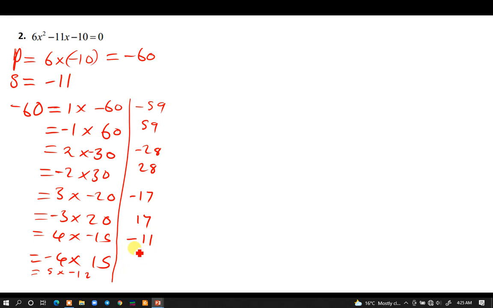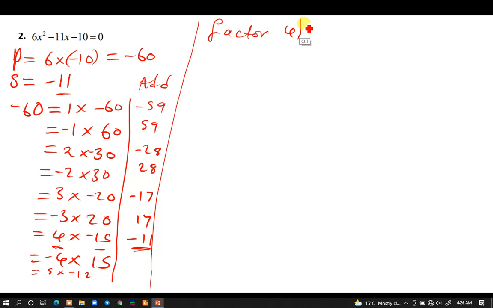So we have found the set that has given us negative 11. There's no need of us even proceeding going down. There's no probability of us finding another set again. This is the only set. So now the factors are simply 4 and negative 15. They're the ones that have given us negative 11.